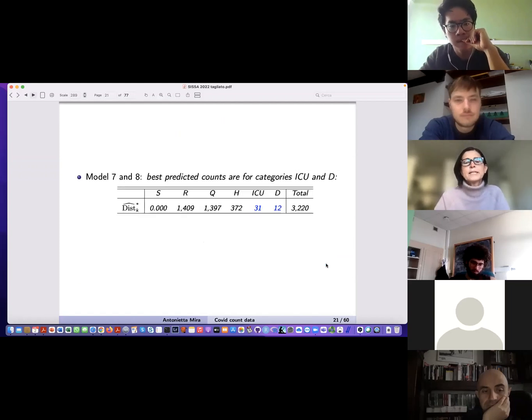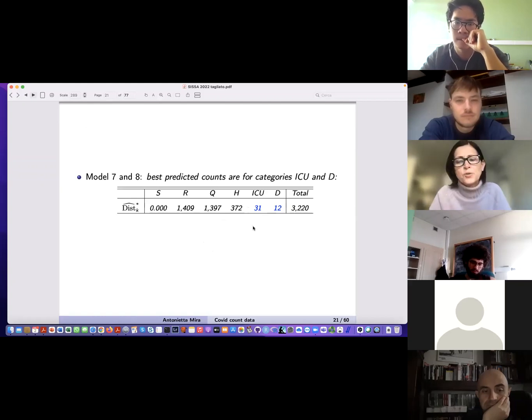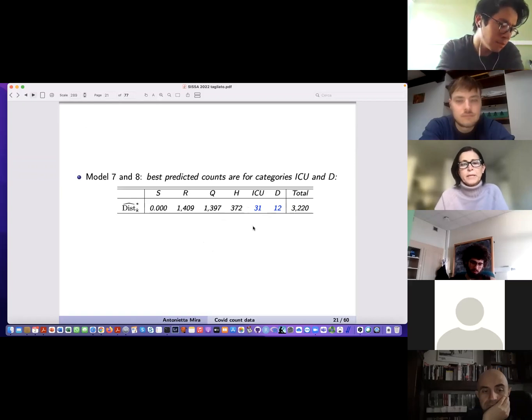We can also tell that the two categories that we are best able to predict are ICU and deceased. And this was very important to us because predicting well the number of people in ICU is important during the first phase of the pandemic.